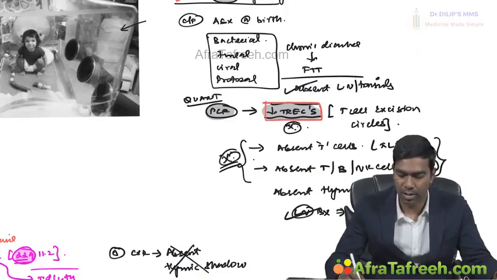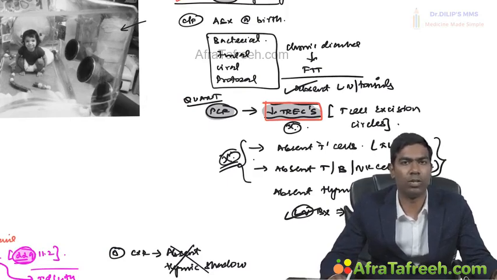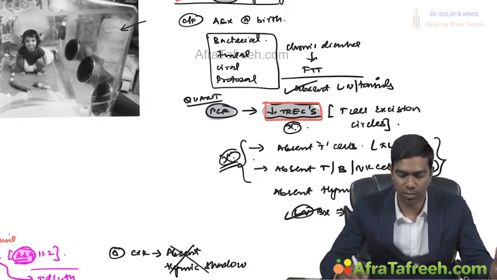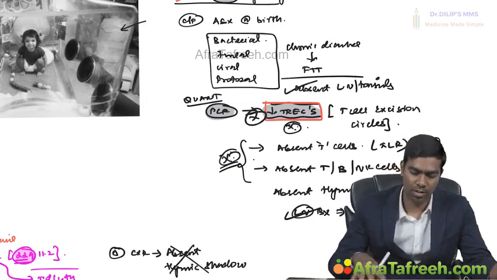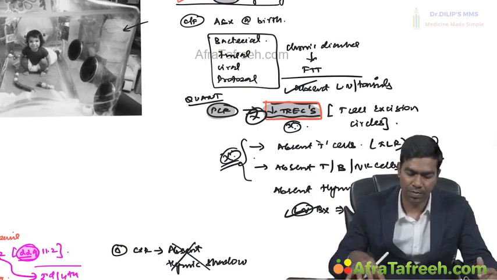This T cell excision circles, this will be low. This is a sign of T cell maturity. That will be low. That's one of the important diagnostic criteria for SCID. That's called severe combined immunodeficiency.